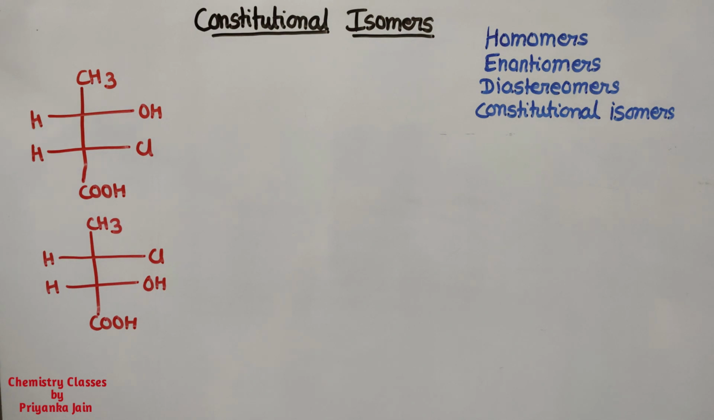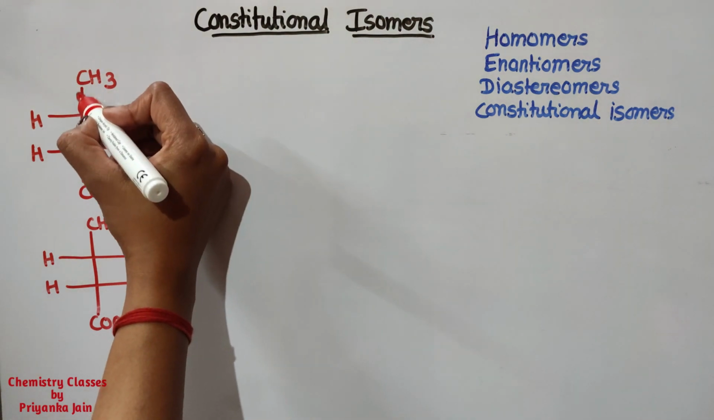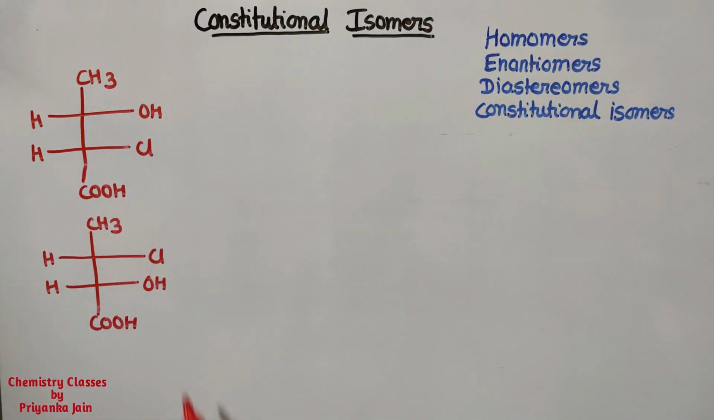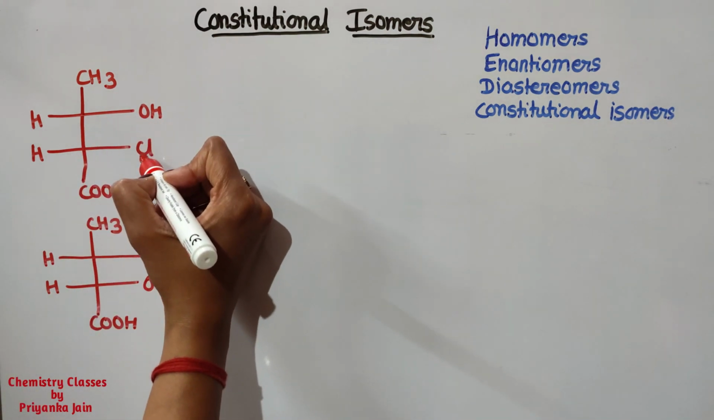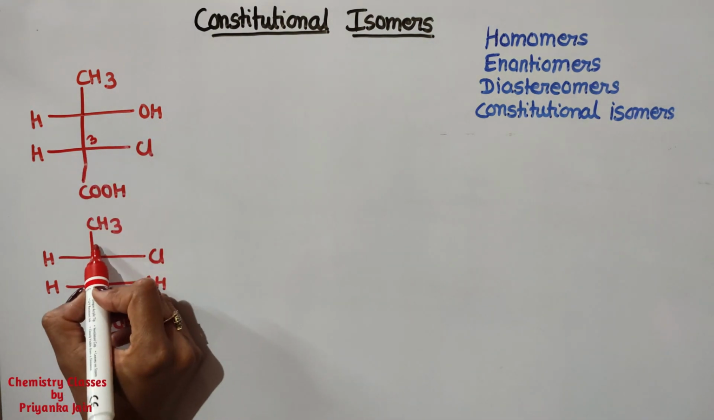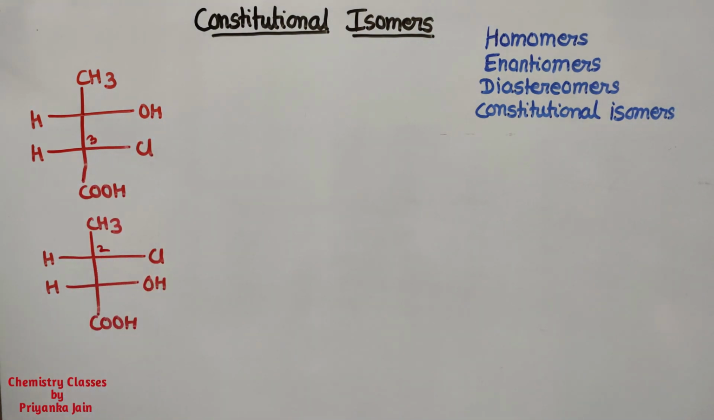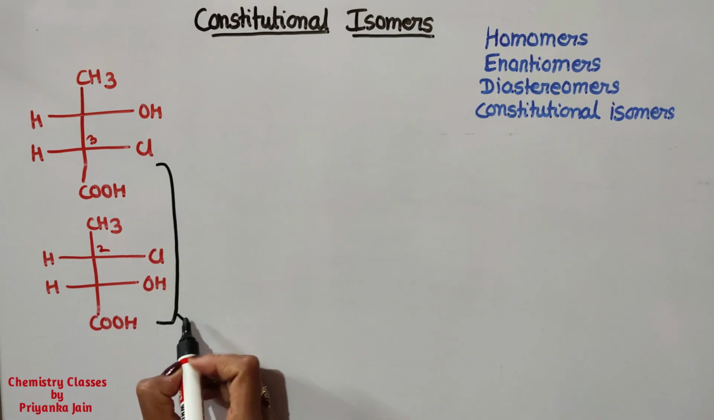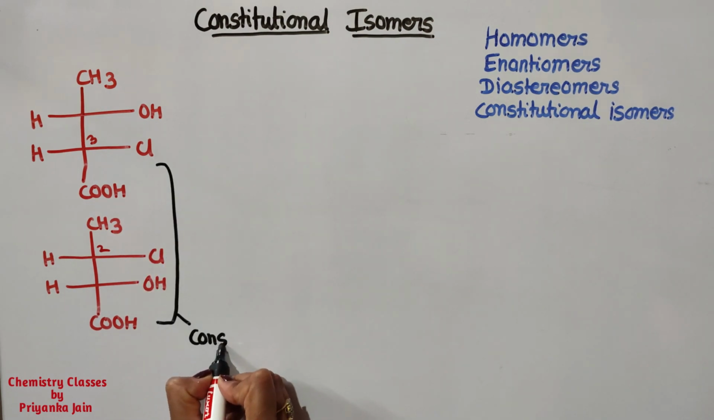Okay, now see here, this is 1 number carbon atom, this is C2, this is C3 and this is C4 carbon atom, right? So see here, here the chlorine is attached to this 3 number carbon atom and here this chlorine is attached to this 2 number carbon atom, right? So these 2 are now called the constitutional isomers. Okay, this and this are now called constitutional isomers.